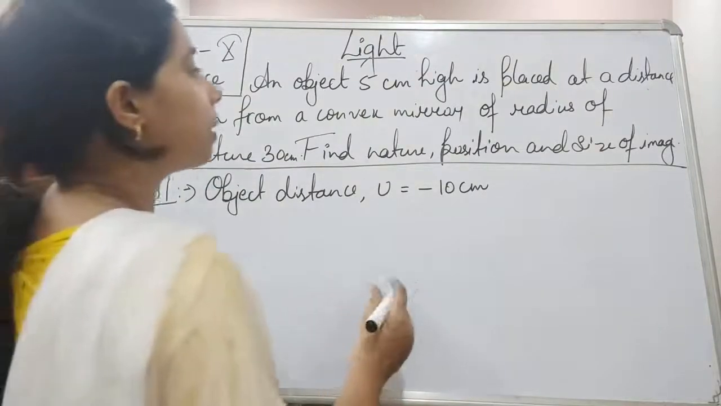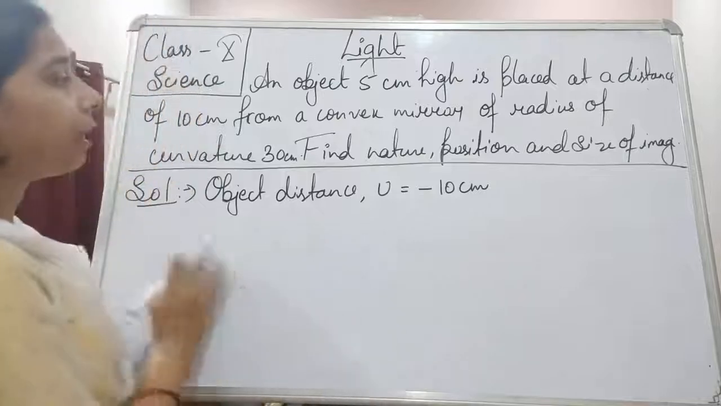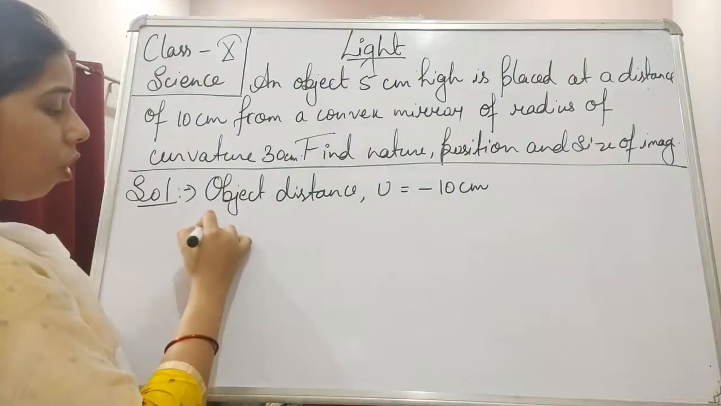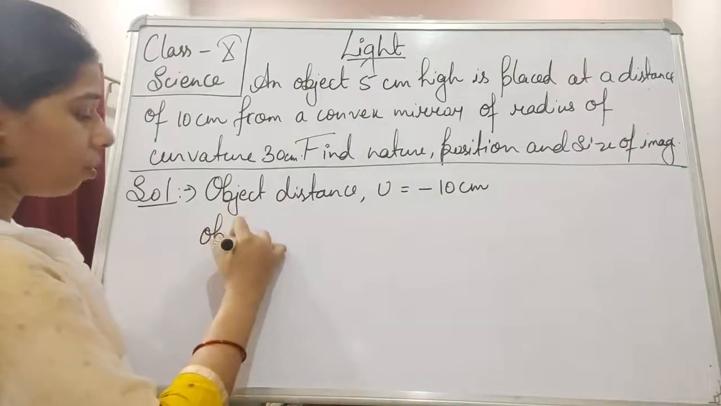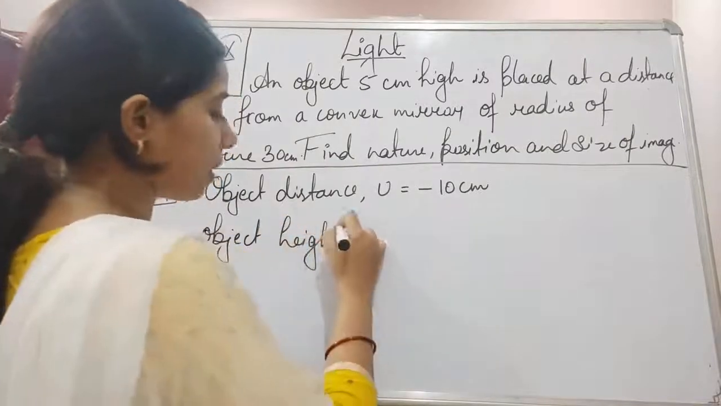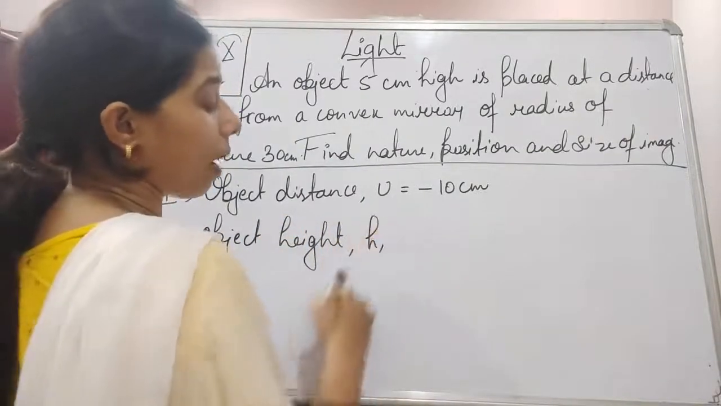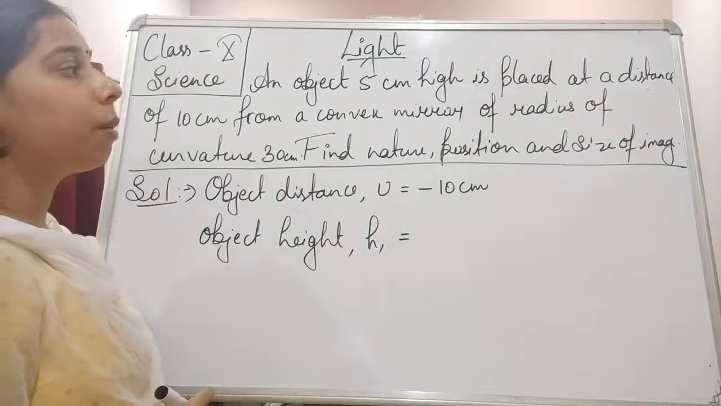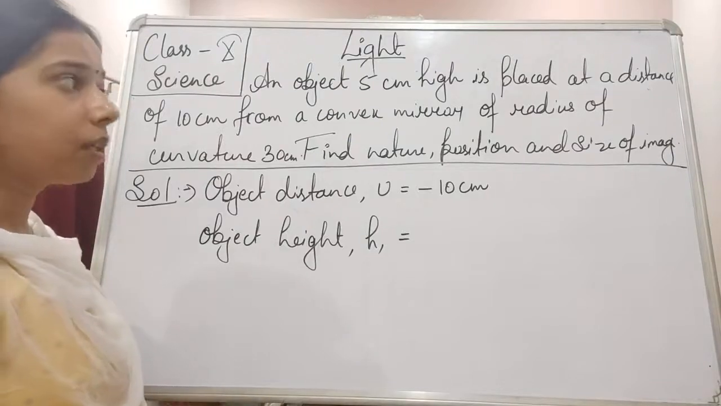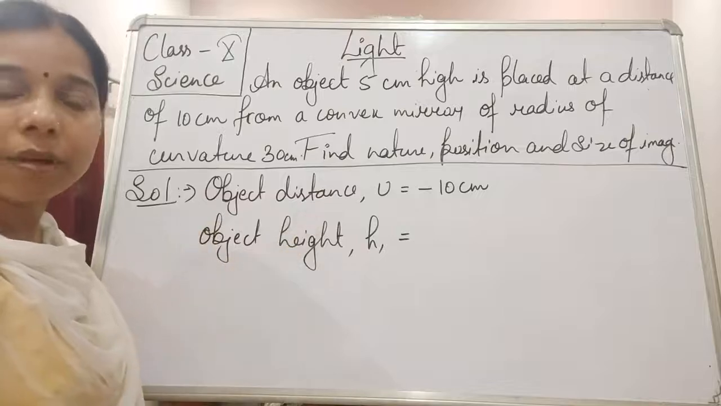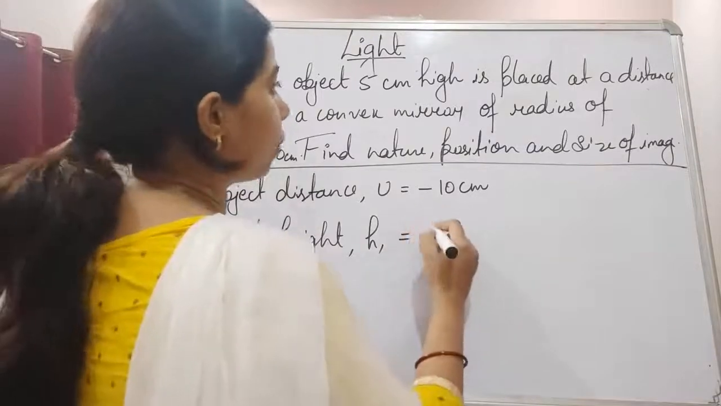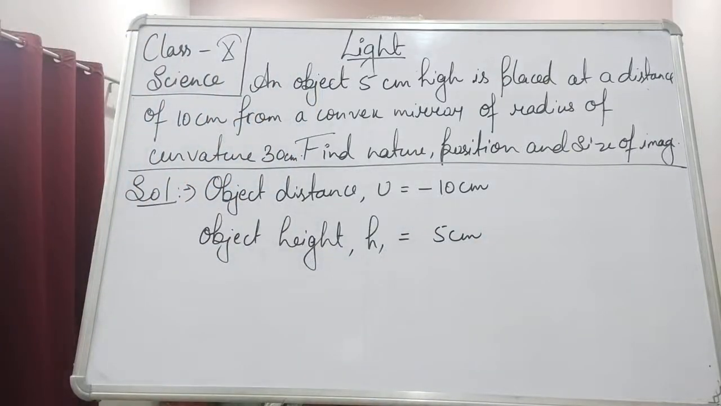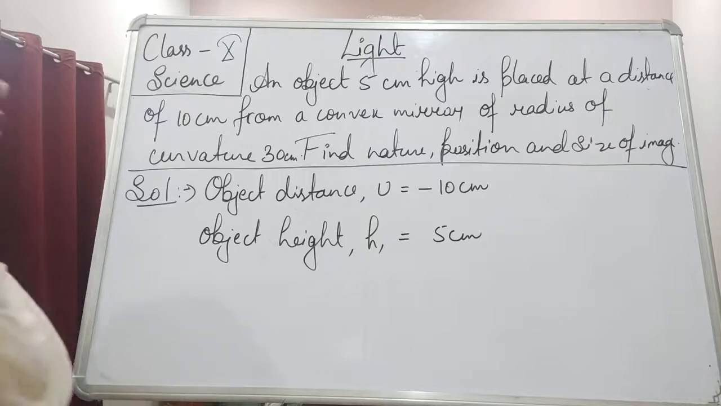The second thing which is given here, students, is the height. So the object height is also given here. We used to represent the object height, that is the size of the object, by h1. It will be equal to 5 centimeter. We also know that the object height is always positive because it is above the principal axis. So here it will be 5 centimeter only. h1 will be equal to plus 5 centimeter.